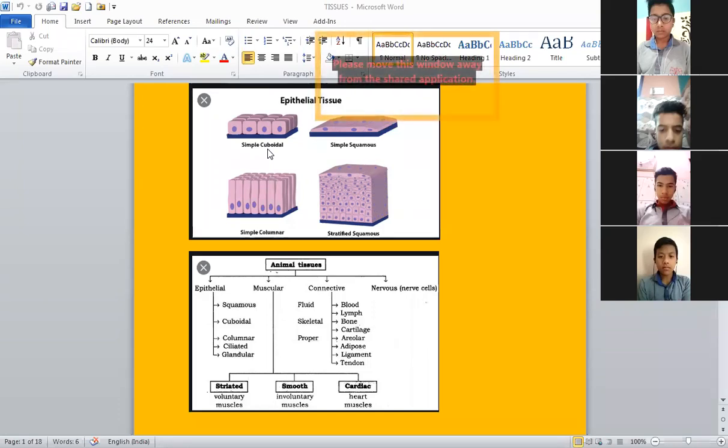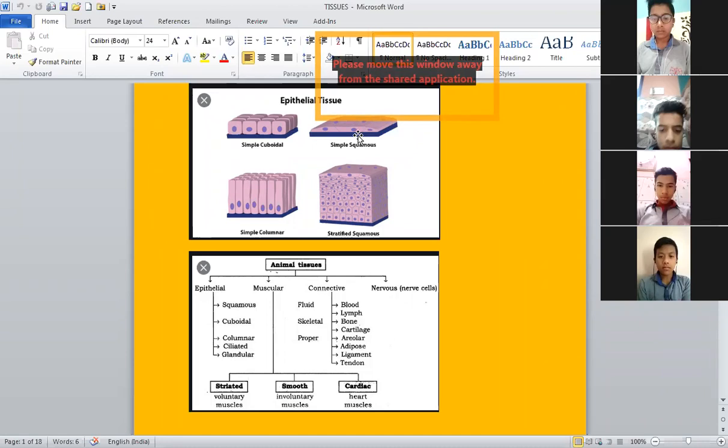We're going to study about squamous epithelium. You can see in the diagram, this is simple squamous. Is it visible? This is simple squamous. It is made up of a thin layer of flat cells. You can see the cells, they are thin and flat cells.